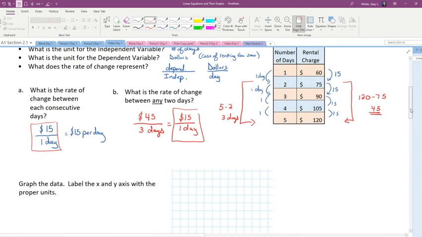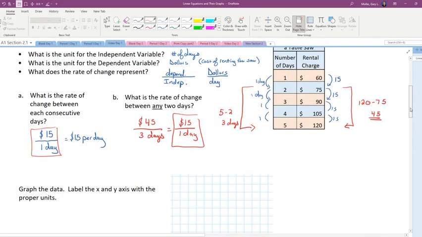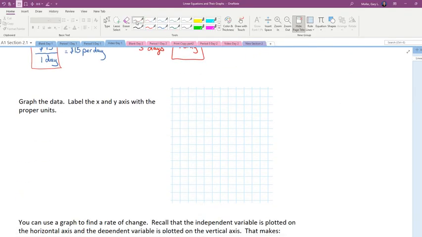All right, let's graph this data on the XY axis. And looks like all of my data is positive. So I'm just going to go ahead and treat this as just the first quadrant. So there's my X and there's my Y. My X is in days and my Y is in dollars.